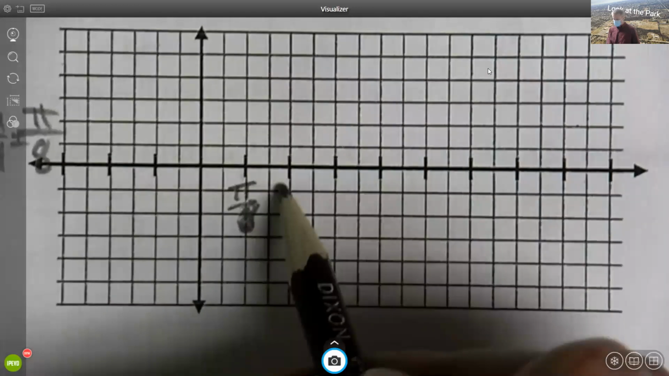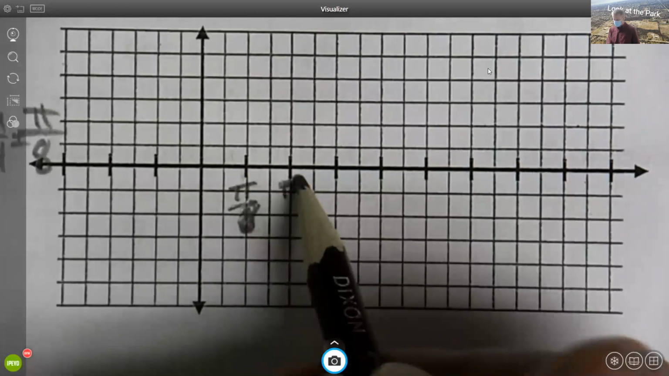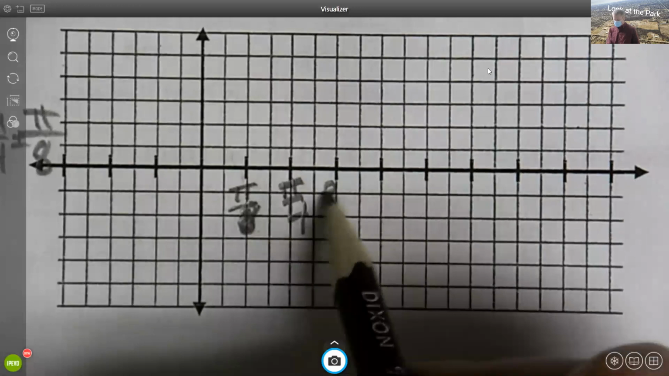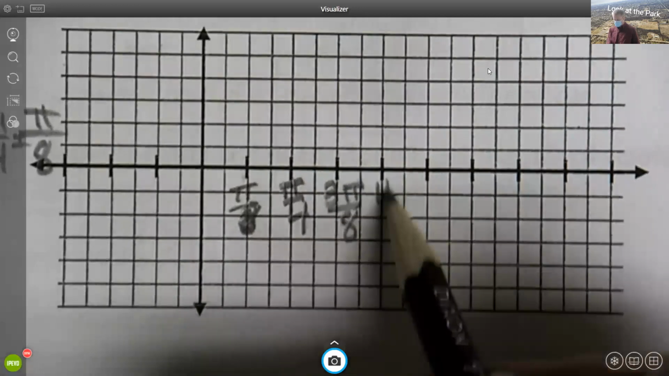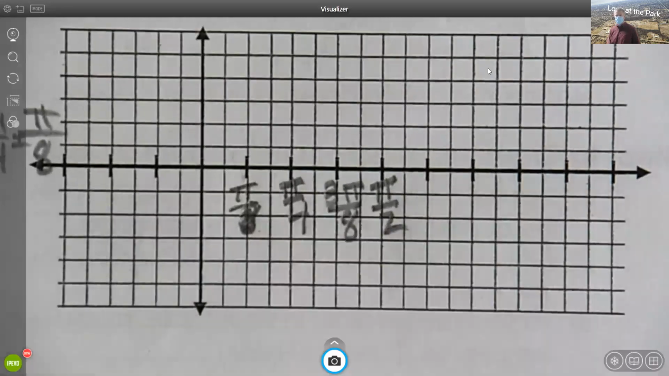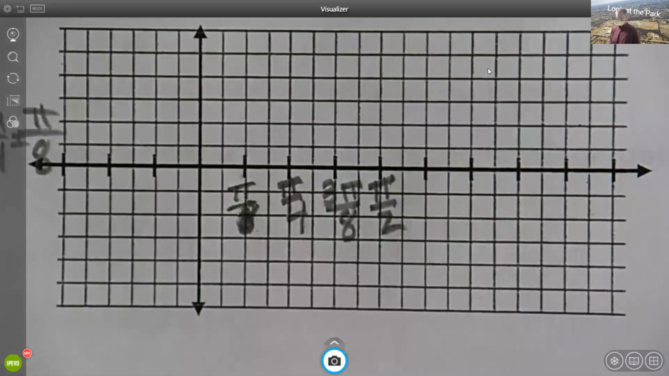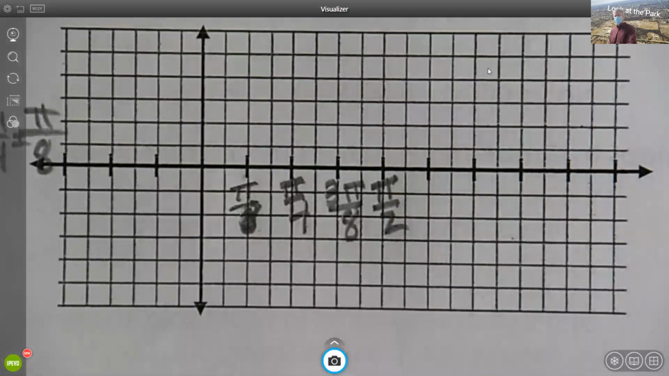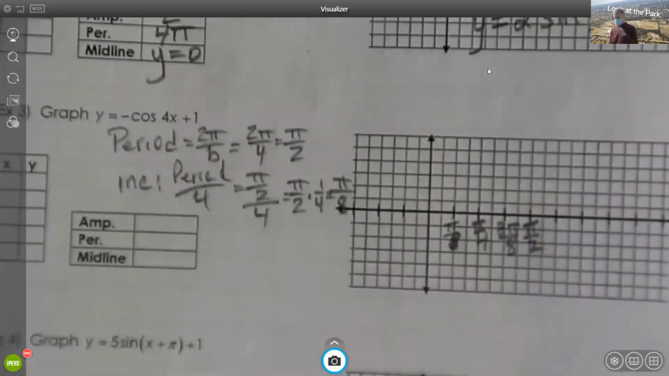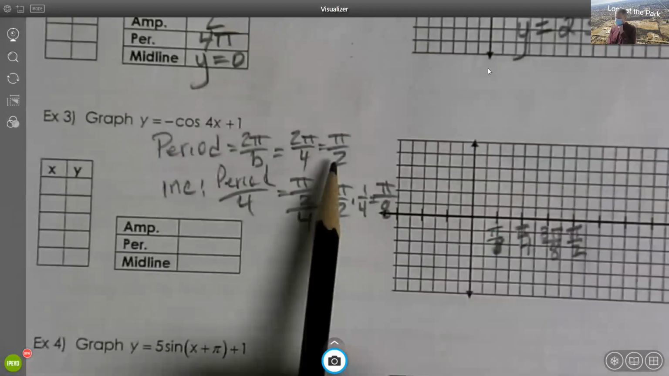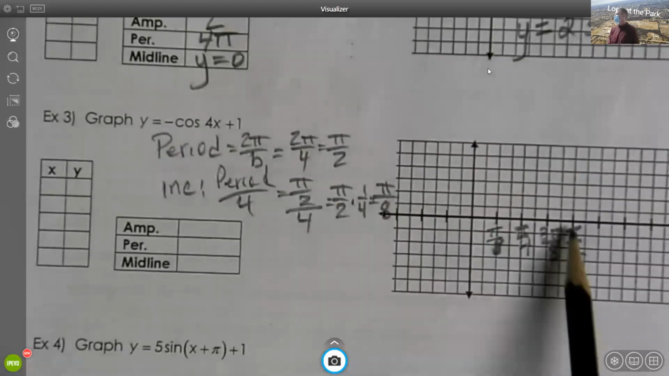2 over 8 would be pi over 4. 3 over 8. And 4 over 8 is pi over 2. And of course, that has to match what the period is. The period is pi over 2. That's going to be what our 4 steps are.